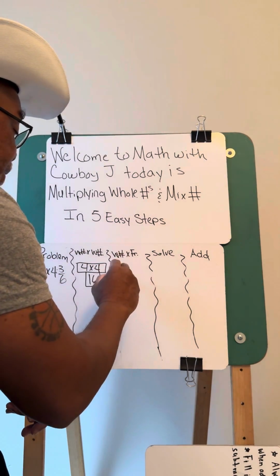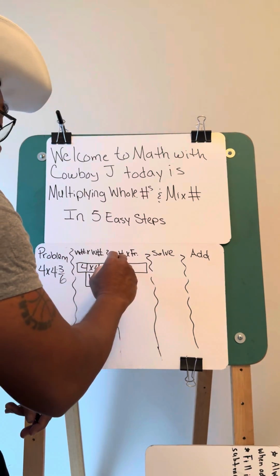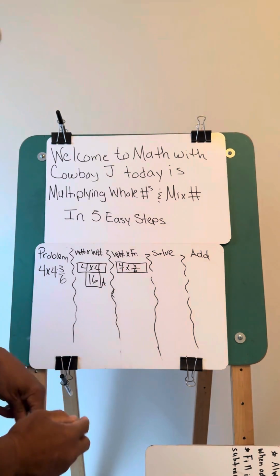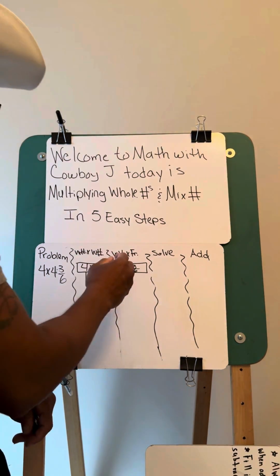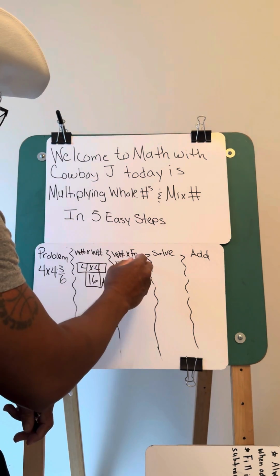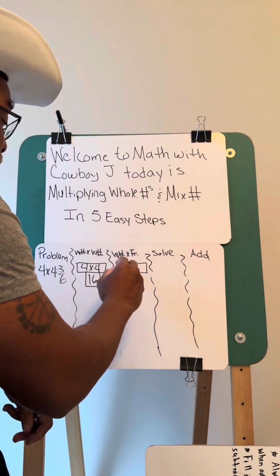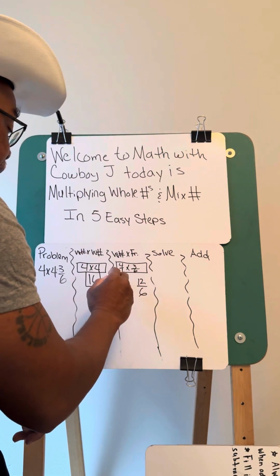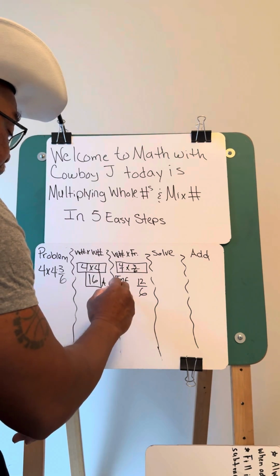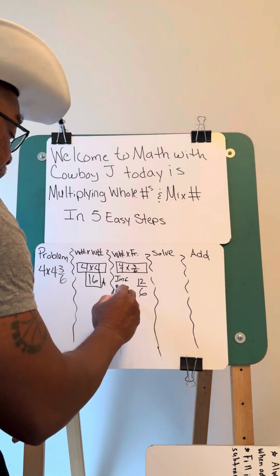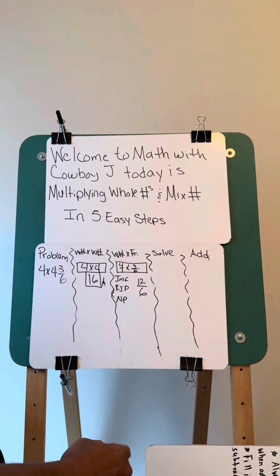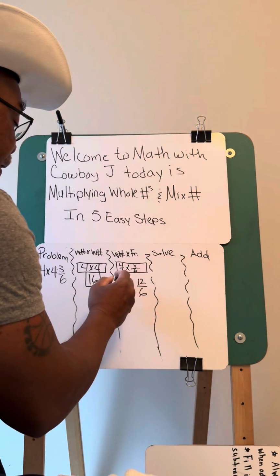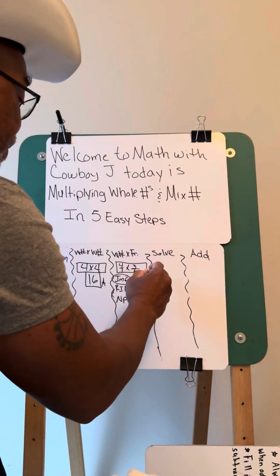My next box, it's going to be 4 over 1 times 3/6, like that. And again, multiply straight across. 4 times 3 is 12. 1 times 6 is 6. Is it an IMF, or RIP, or an NR? So again, it's an improper fraction. So that tells me I have to solve.